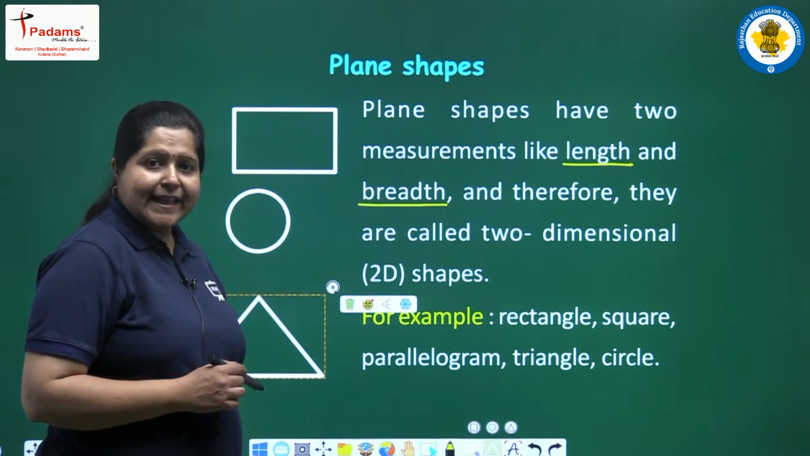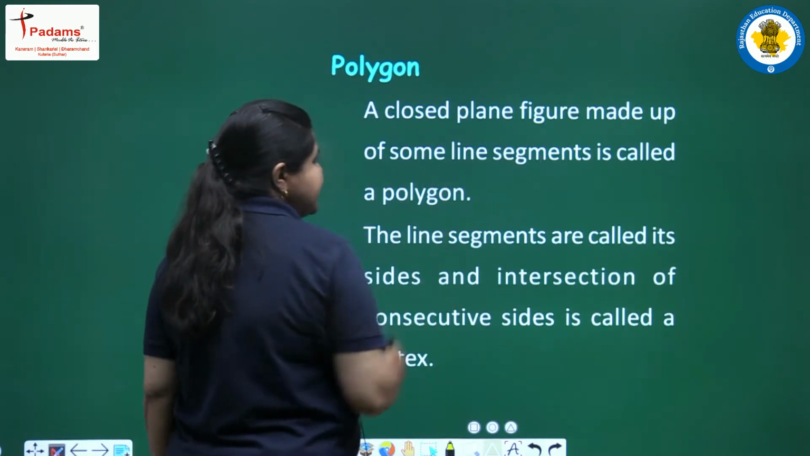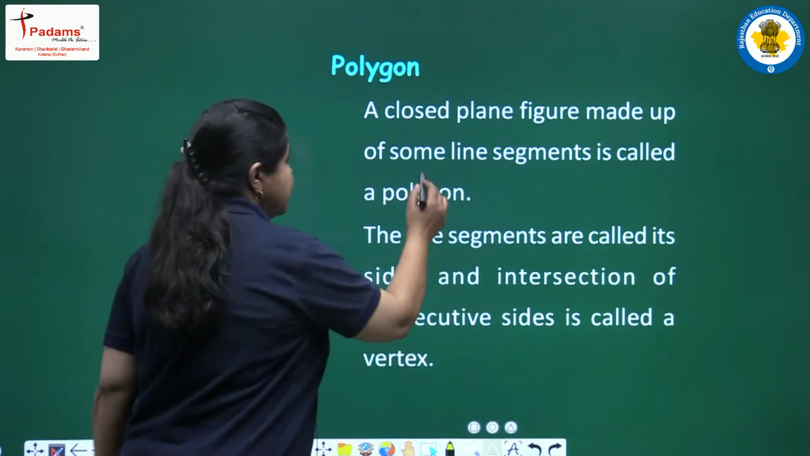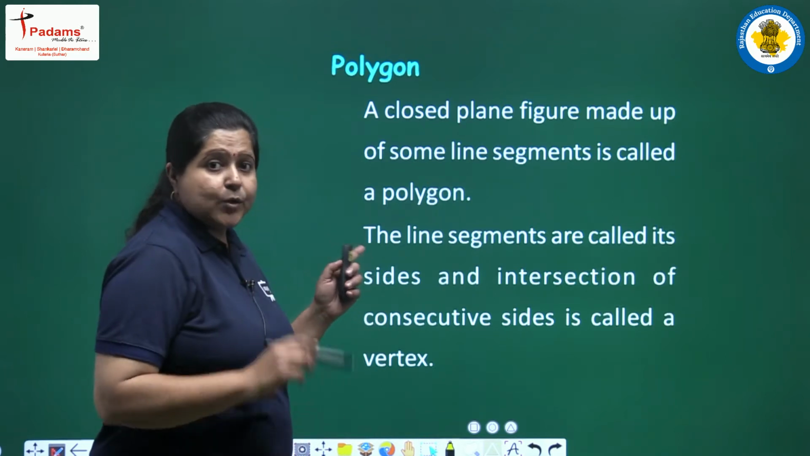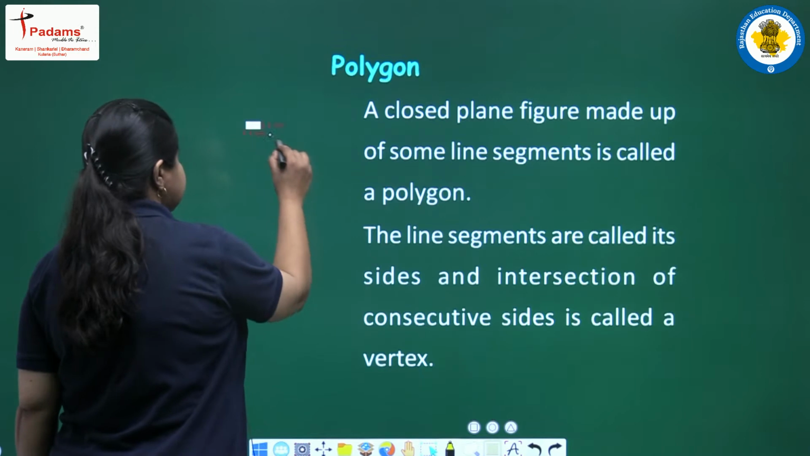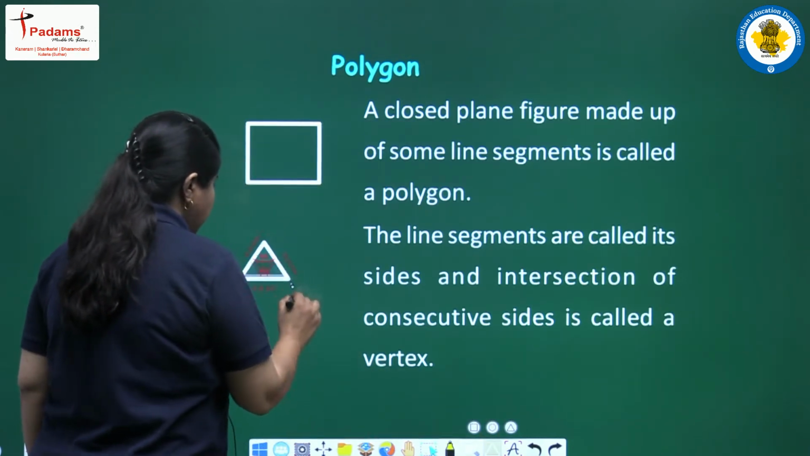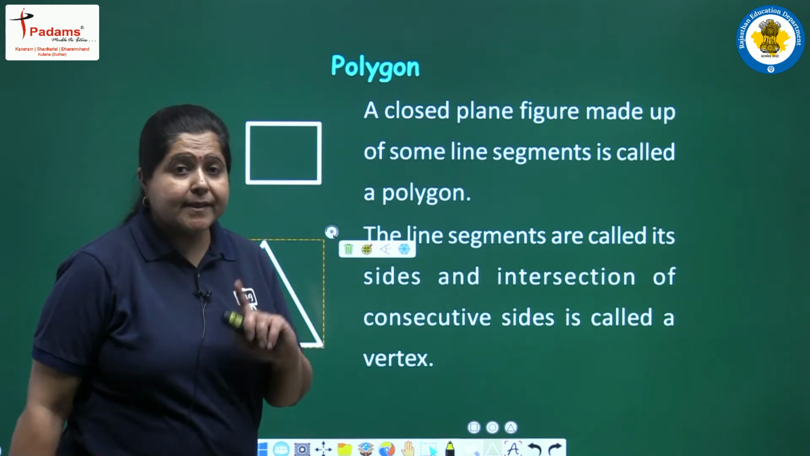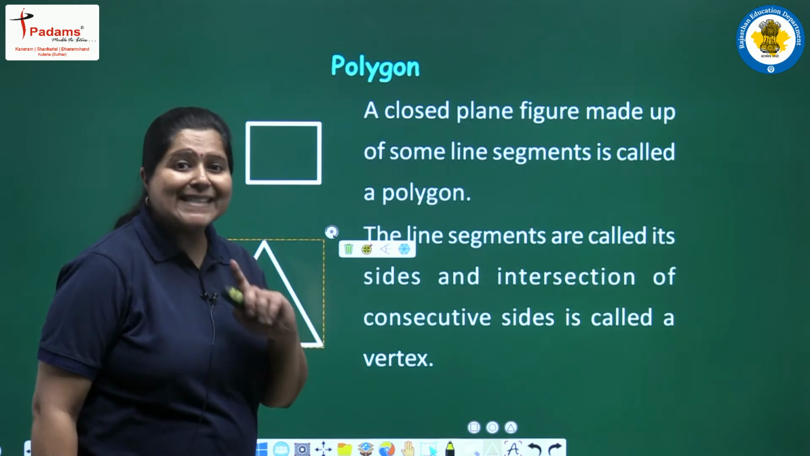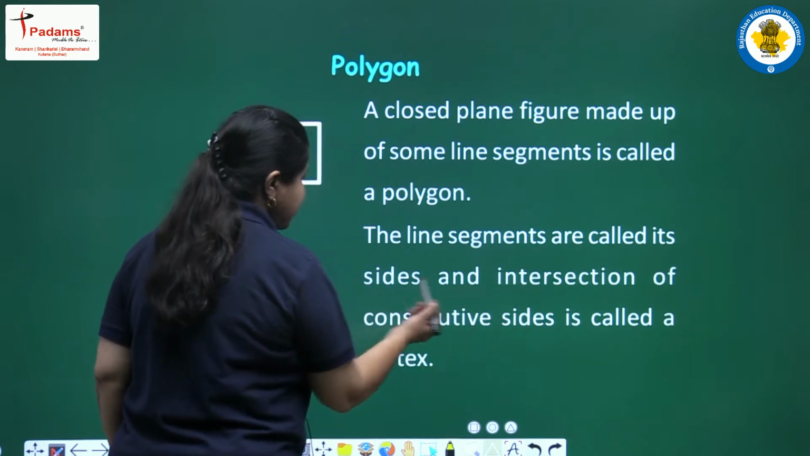Also recall at this stage what are polygons. A closed plane figure made up of some line segments is called a polygon. So the main point here is the presence of line segments, only line segments, and in such a case we can take rectangle, square or even a triangle as a polygon, but not a circle. A circle is not a polygon because it is not made up of line segments. Remember this. And the line segments are called its sides.